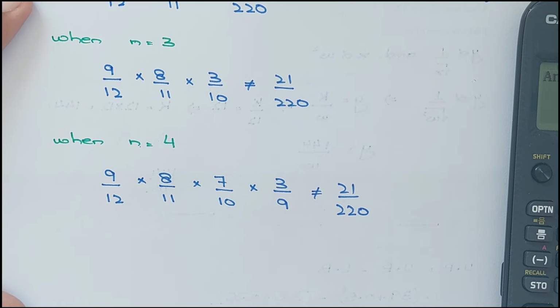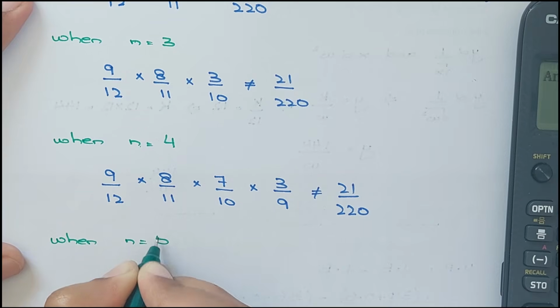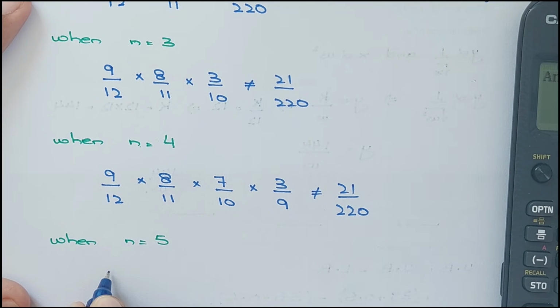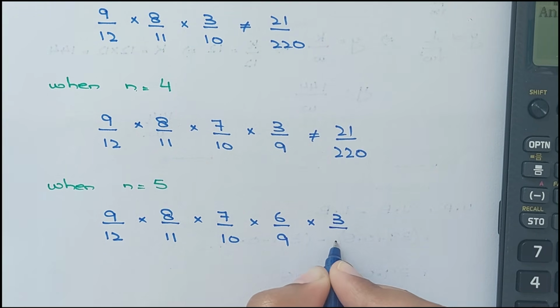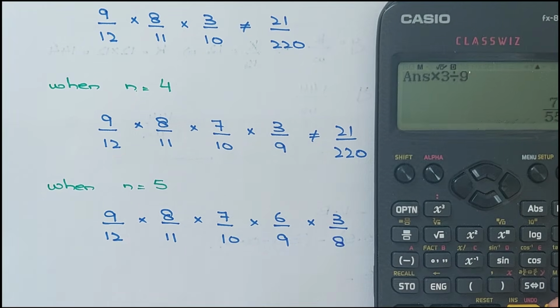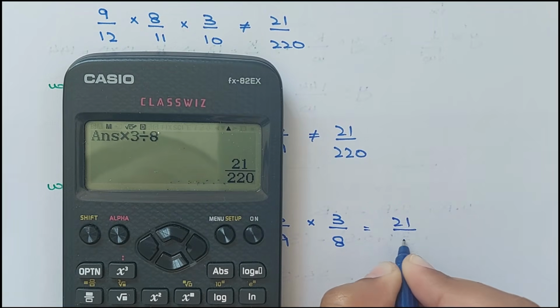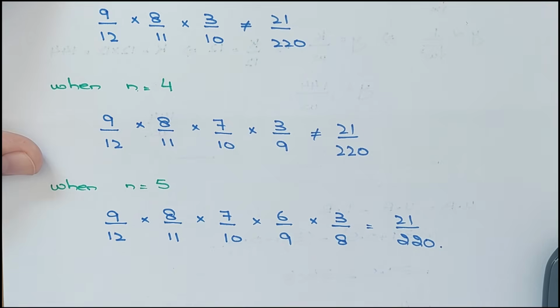Okay, let's continue. When N is equal to 5, at the 5th pick, she picks the green one. So 9 out of the 12 balls, and then 8 out of 11 are left, and then 7 out of 10, and then 6 out of 9, and then the green ones are 3 out of how many balls are left? 8 balls are left. Let me calculate this. 9 by 12 times 8 by 11 times 7 by 10 times 6 by 9 times 3 by 8. This is 21 over 220. All right, so the value of N is equal to 5. So we can say that at the 5th pick, she picks a green ball.